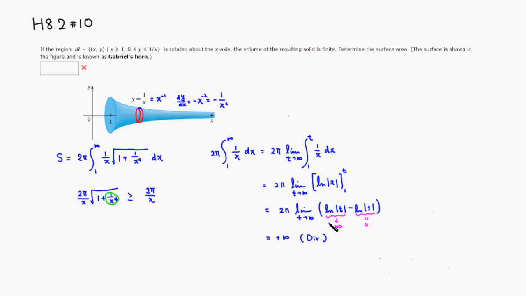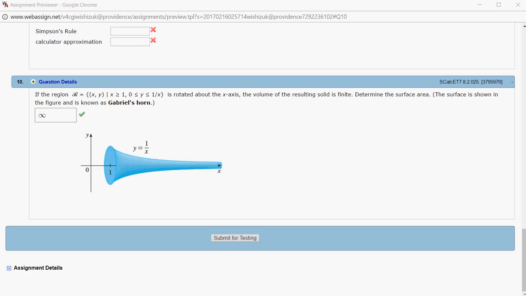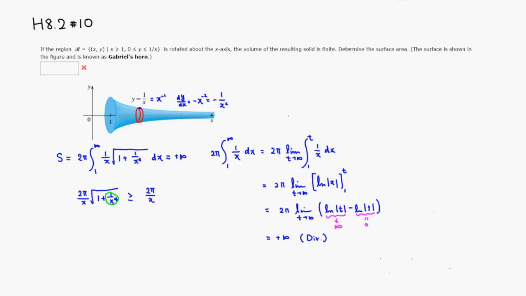By the comparison theorem, if the smaller guy diverges, then the bigger guy, of course, diverges too. So this actually goes to positive infinity. So the answer is infinity. Actually, I can't spell it out. Let's see. So symbols, infinity. Let's check the submit for testing. It came back and looks like we got this one correctly.